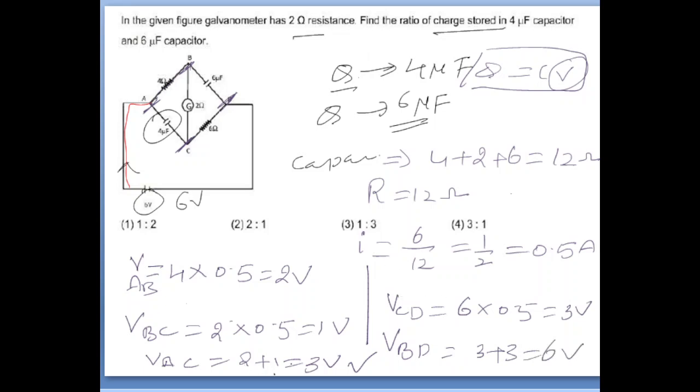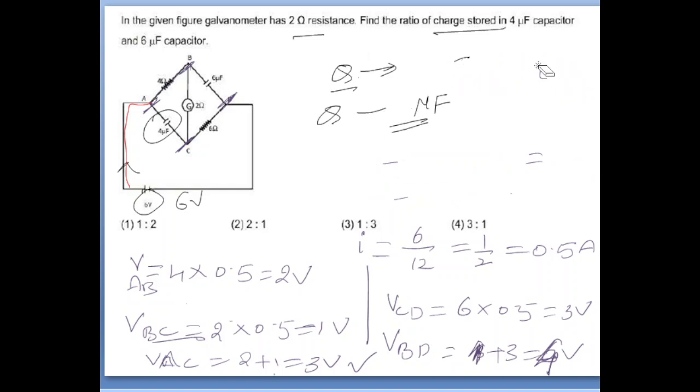So A to C is 3 volt, and B to D is 4 volt. Okay. So now look at here. Just solve here their charges, the ratio of charges, and you will get the answer. Okay. So what is the first one? The charge stored in the 4 microfarad capacitor. C we write. C is 4 microfarad. V is how much?